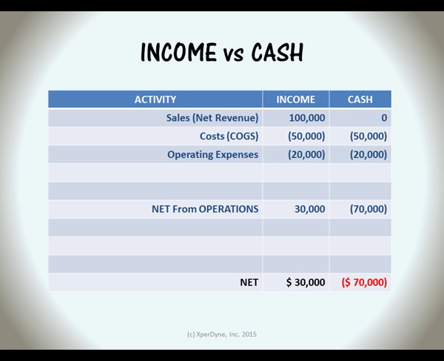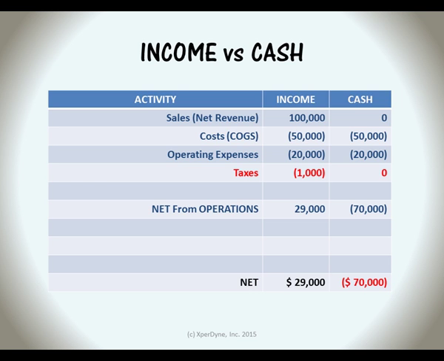If the customer was extended 90-day payment terms instead of paying cash, income remains at $30,000, but cash becomes a negative $70,000. Everything should even out when the customer pays later in August. But in the meantime, the business needs $70,000 in cash, or else the liquidity problem could shutter the doors.